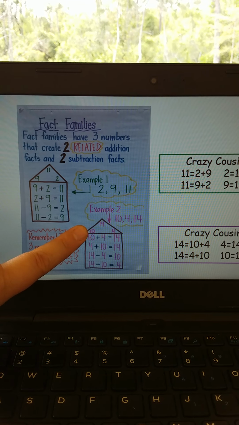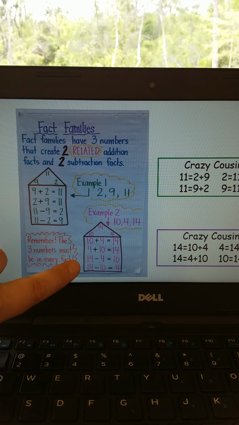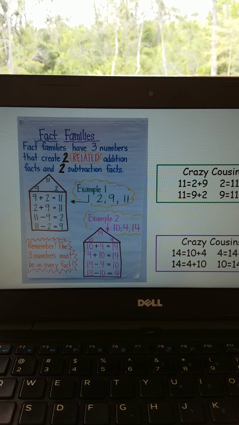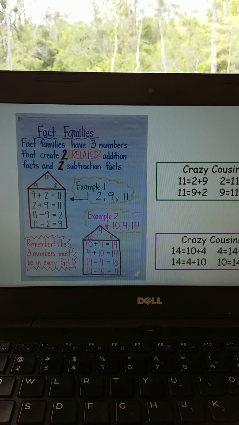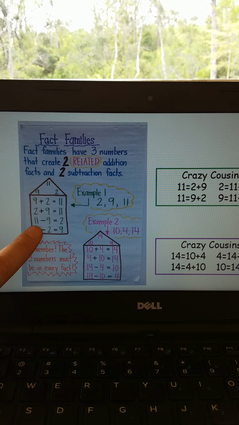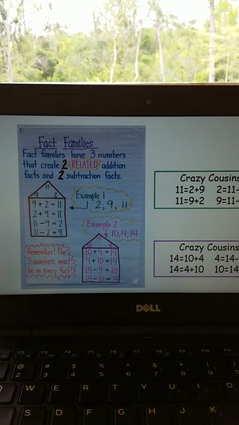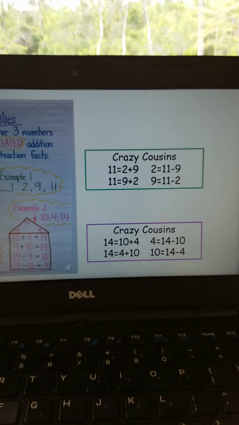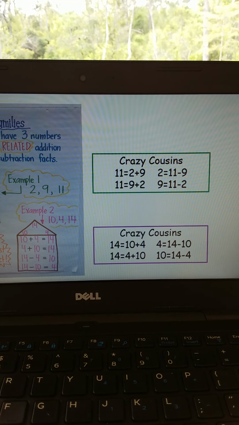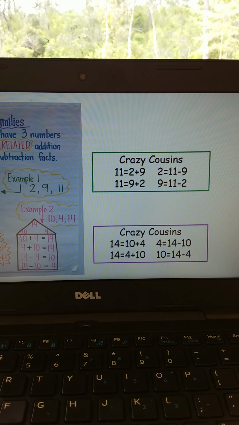The same with if you have a whole of 14 and two parts of 10 and 4, you could make the related facts below. Just remember that all three numbers are in every fact. You always take your two parts to make your whole, and you always subtract from your whole to get the other part. Okay, and we also talked about crazy cousins the other day. They're still related facts. They look different, they act different, but they're still in the family.